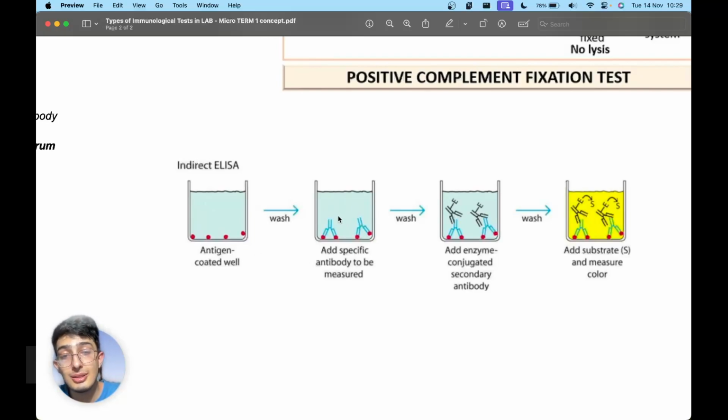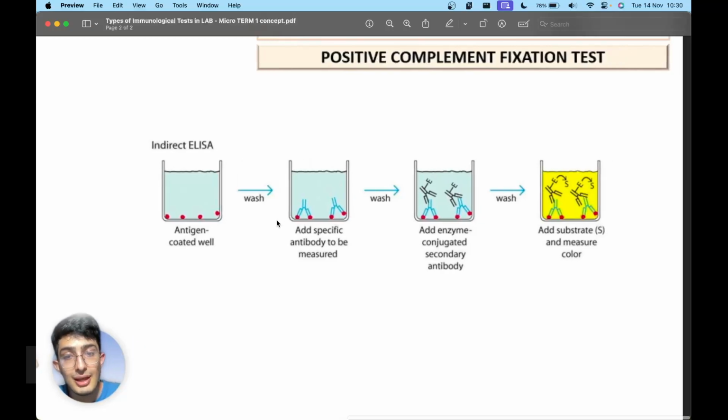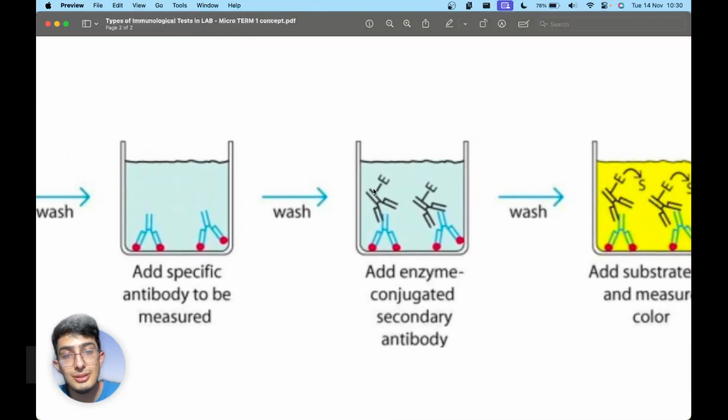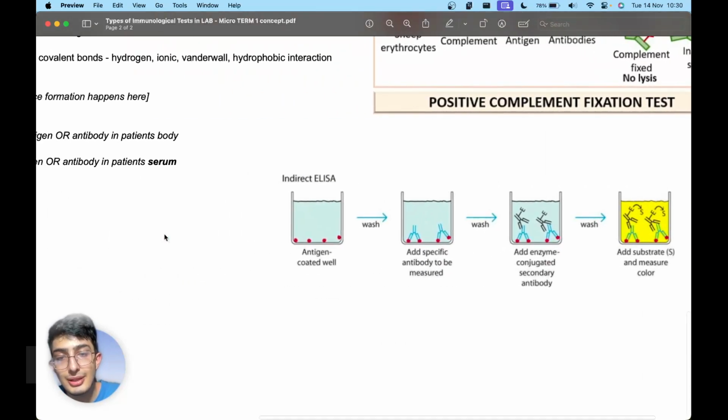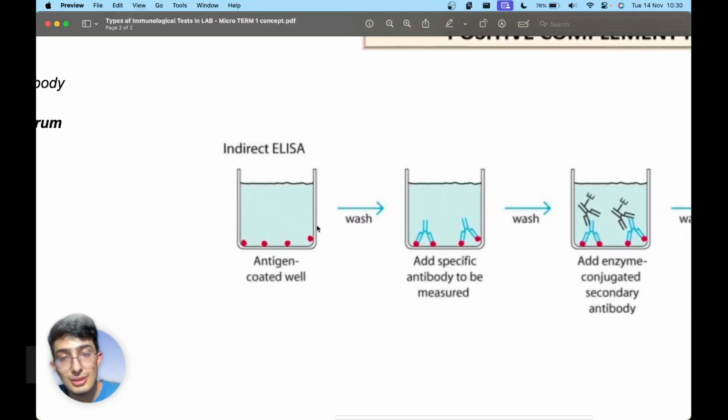If the person has anti-HIV antibody, this antibody is going to bind with the HIV antigen that is already present in the well, right? After that, we add this immunoglobulin that is attached to this enzyme. See this immunoglobulin. So just to recap, we had a well that contains HIV antigen. To this, we added patient serum. So if the patient has HIV, he will have anti-HIV antibody.